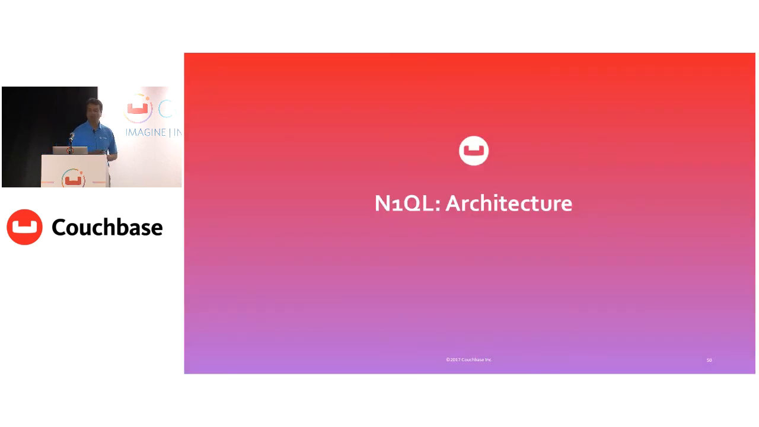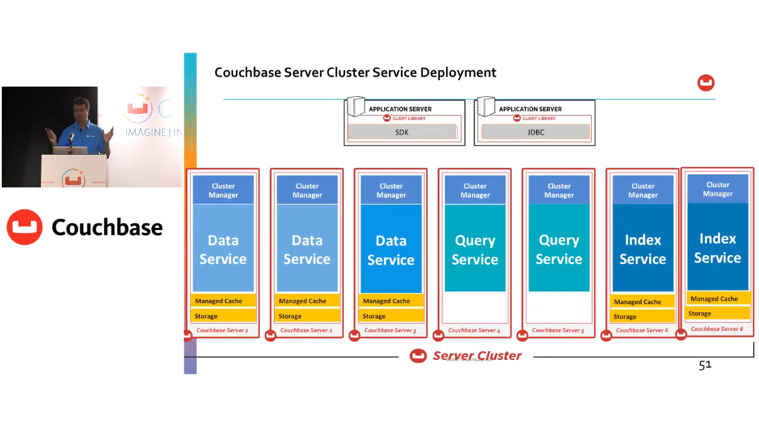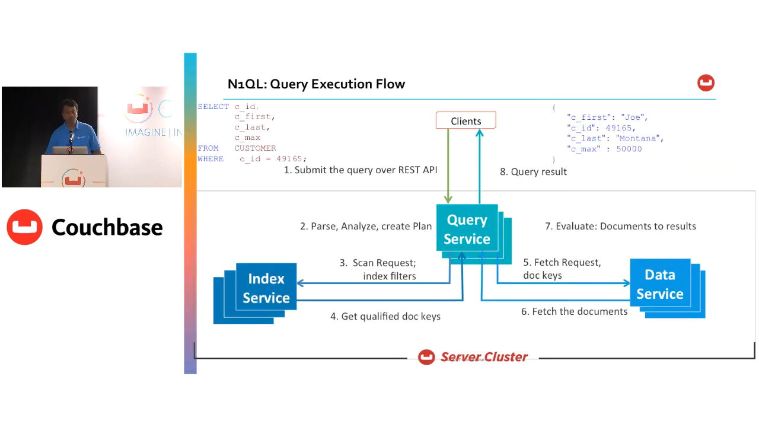Okay, let me quickly cover, you all know Couchbase. I won't go through the Couchbase clustering, except to say that in Couchbase you can run multiple services, but for the production environment, you should run one service per node. How does a N1QL query execute?